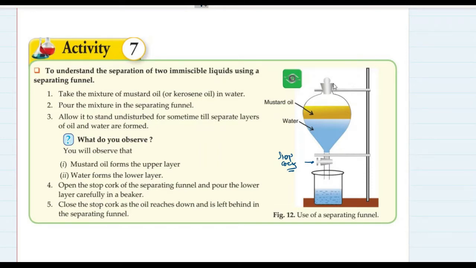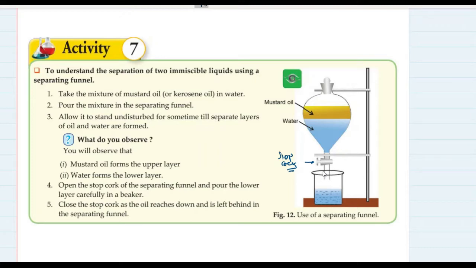At the bottom, this whole separating funnel has to be adjusted on a stand as shown in the figure. Now at the bottom of the separating funnel, you should put a beaker or a container, which will be helpful for separating the two substances, which are two immiscible liquids basically, which are filled in the separating funnel.